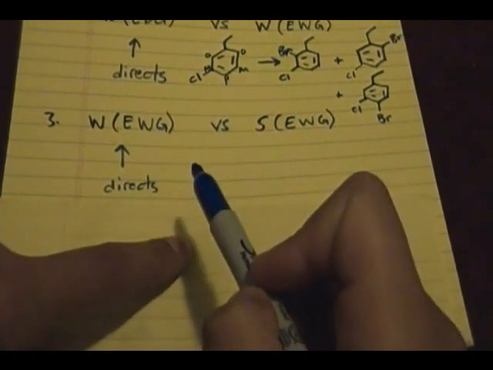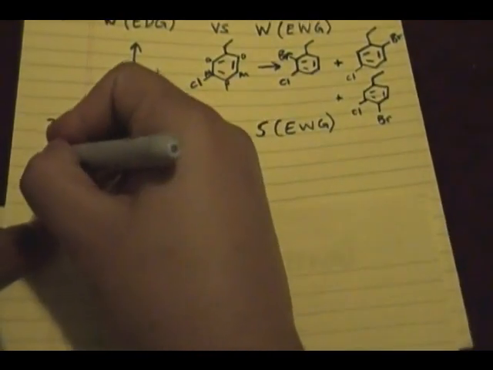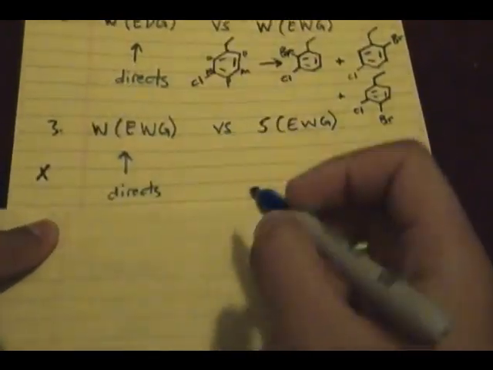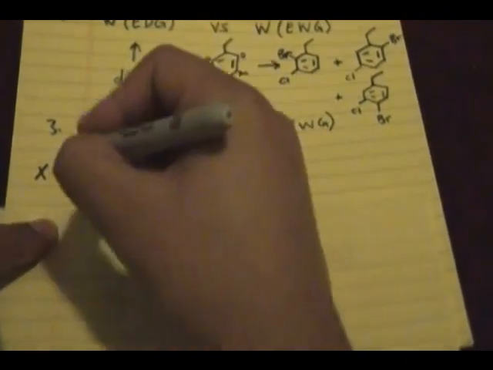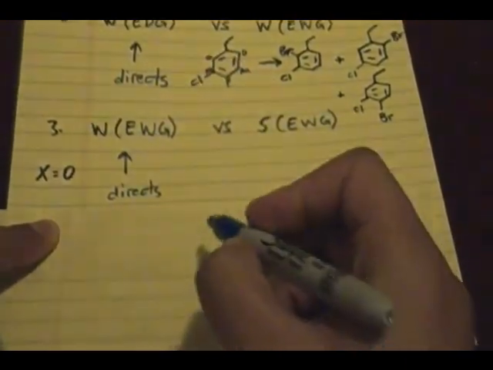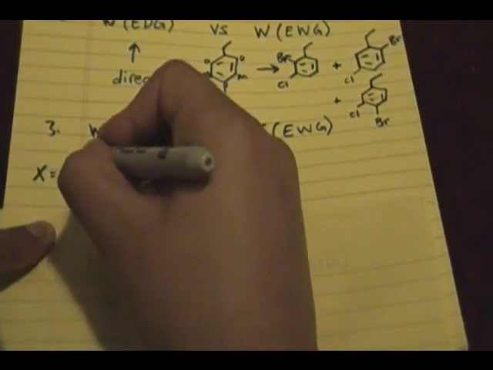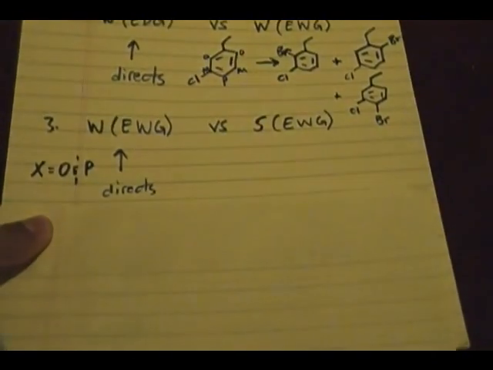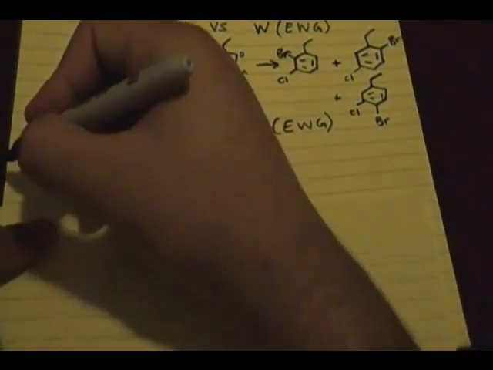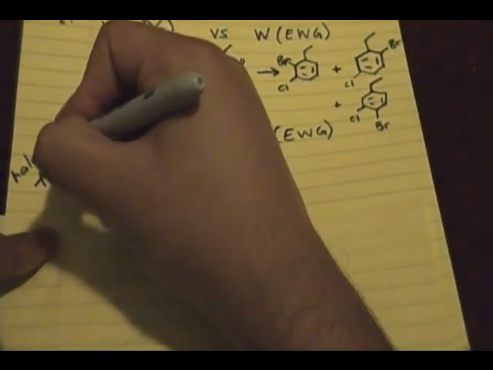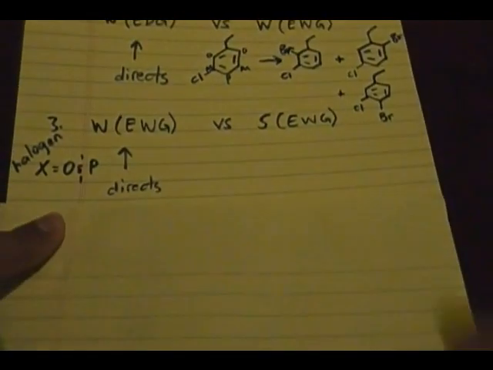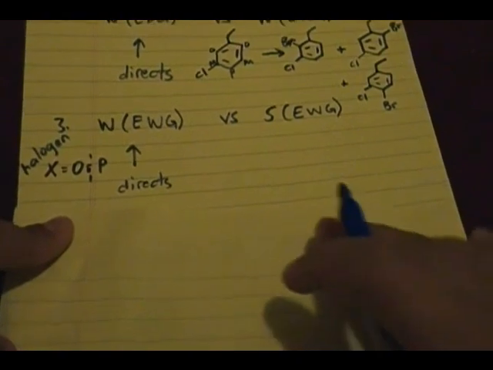If that halogens, I'll even write it. So this X represents halogens, okay? It directs it to the ortho, O for ortho, and P for para positions. Alright, halogens on top. Halogens, okay? Be aware of that, okay?